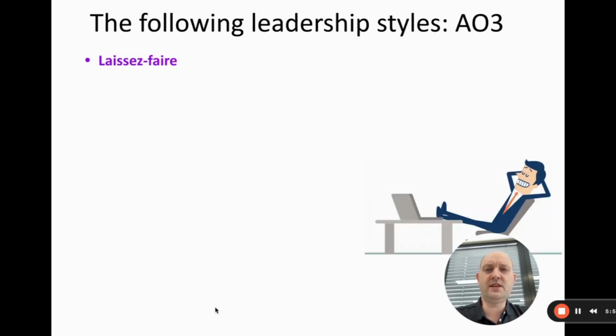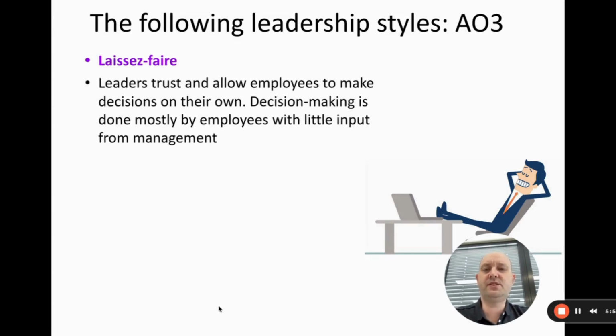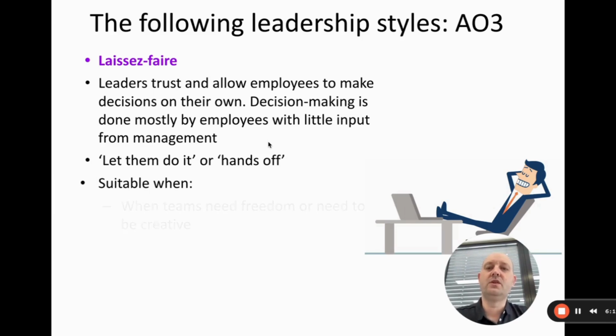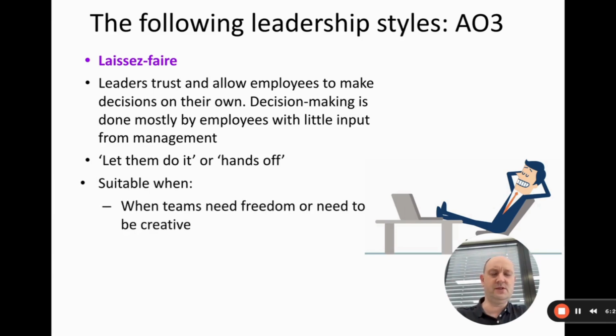On to the next one, which is laissez-faire. This is a situation where leaders trust and allow employees to make decisions on their own. In this situation, decision-making is mostly done by employees and there's little actual input from managers. This comes from the French, and basically means let them do it or hands off. It's also called hands-off management, where managers are trusting employees and employees are making those decisions. So this can be very suitable in some situations.